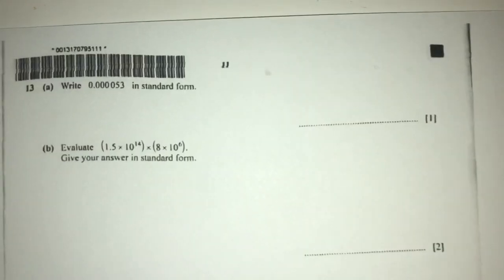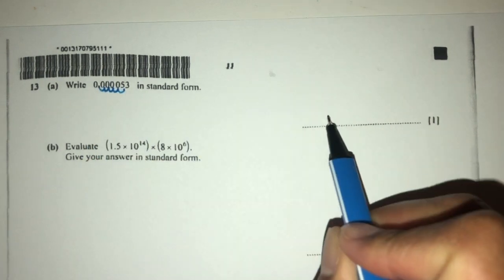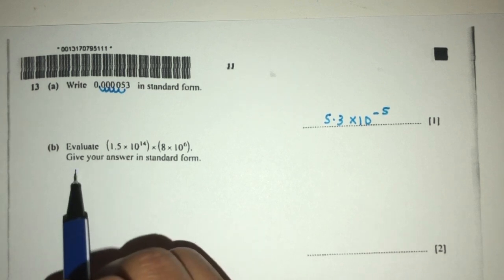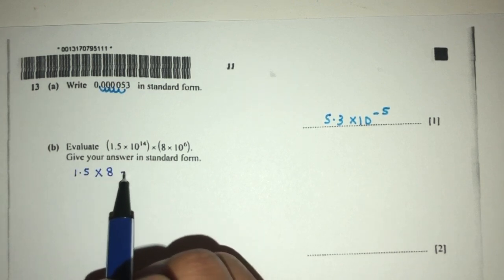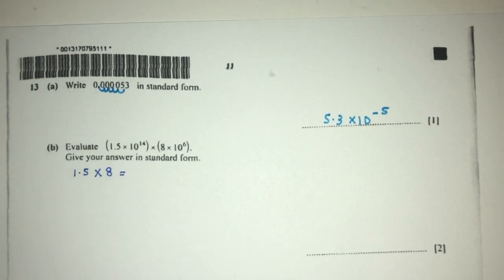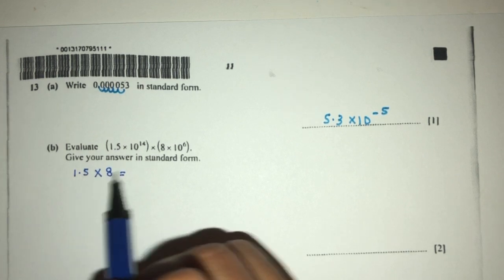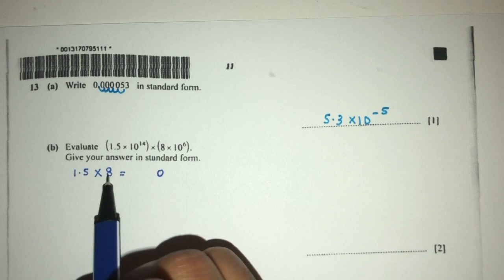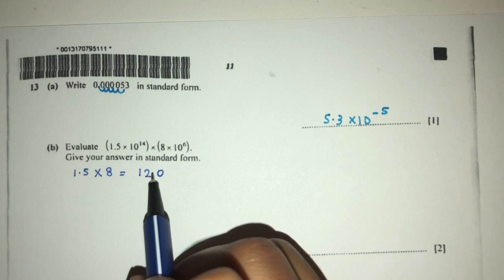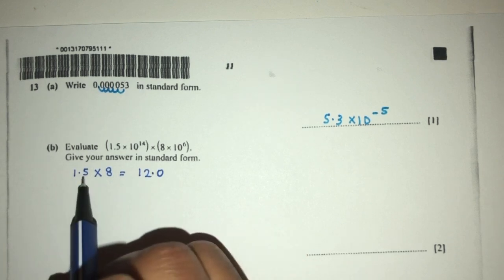Now let's move on to question number 13. So we have to write down this in standard form, pretty easy. Just move 1, 2, 3, 4, 5. That will be 5.3 times 10 power minus 5. Then we have to multiply these two. So we can first multiply 1.5 times 8. So 5 times 8, first obviously we ignore the decimal place. 5 times 8 is 40, that will be 0 here. 1 times 8 is 8 plus 4, that should be 12. So here we have 1 decimal place, so this time this will be 12.